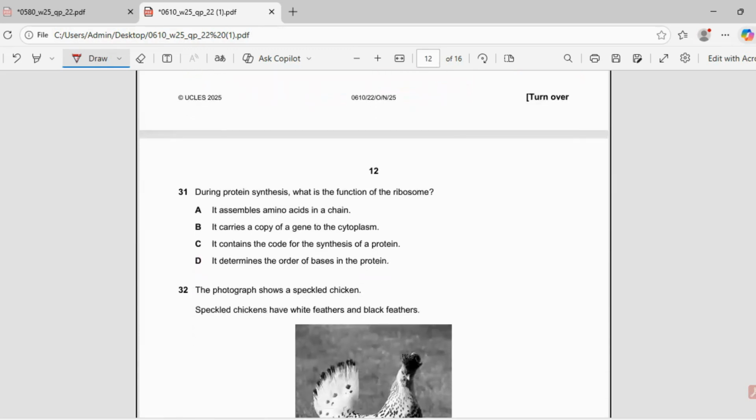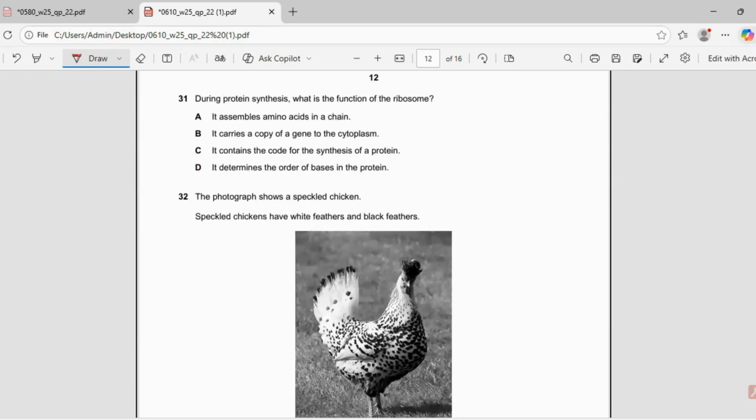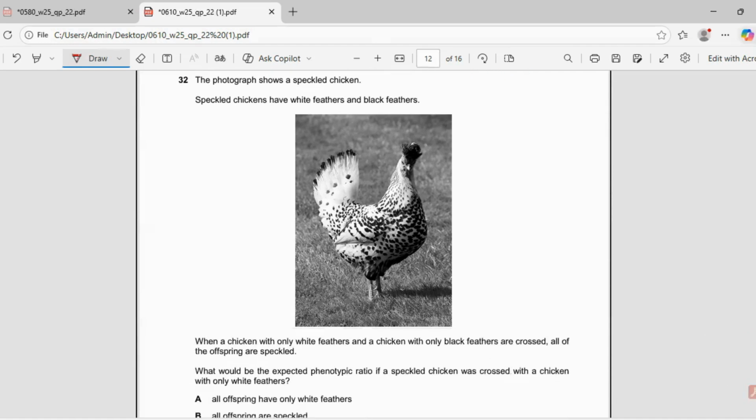Question number 31. During protein synthesis, what is the function of the ribosome? You know that protein synthesis takes place in the cytoplasm, and first both the ribosomal subunits assemble, and the mRNA is placed on that. There are codons on the mRNA which are read with the help of a tRNA. So here, ribosomes assemble amino acids into a chain. All the others do not match the function of the ribosomes during protein synthesis.